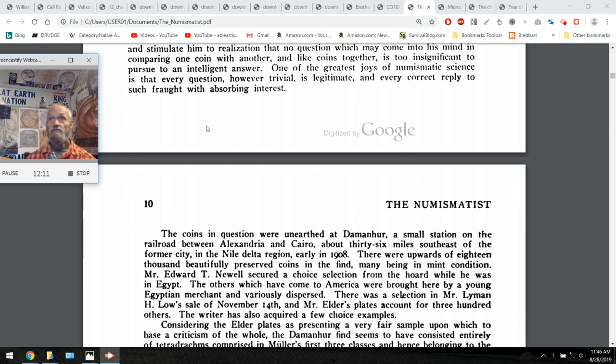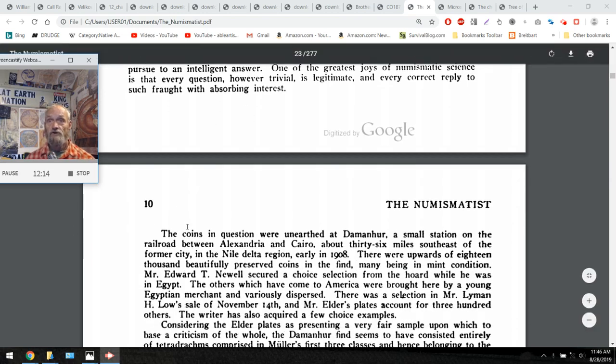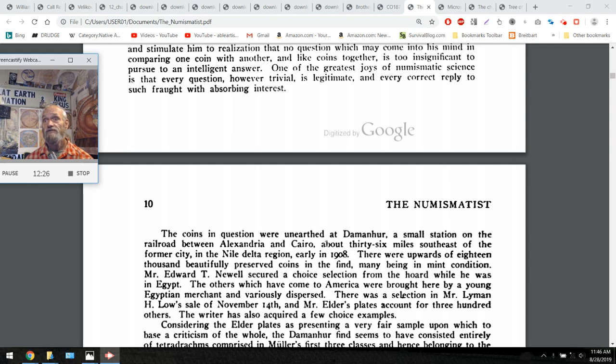So this is the pattern we're going to find out, is that these new 18,000 trove, the coins in question were unearthed in Damanhur, a small station on the railroad between Alexandria and Cairo, about 36 miles southeast of the former city in the Nile Delta region, early in 1908. There were upwards of 18,000 beautifully preserved coins in the find, many being in mint condition. A Mr. Newell secured a choice selection from the hoard while he was in Egypt. The others which have come to America were brought here by a young Egyptian merchant and variously dispersed.